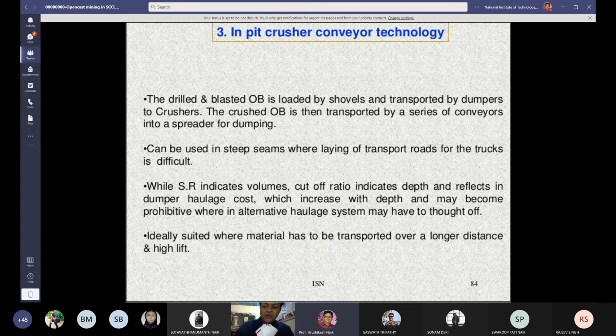So today we have discussed some of the methods like glory hole mining technology, auger mining technology, and dragline mining technology. Three technologies we have discussed today. One is glory hole mining. The second one was auger mining. The third one we discussed is dragline mining. So next class we'll discuss the in-pit crossing technology.